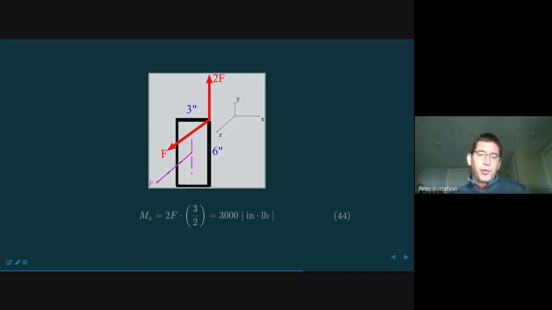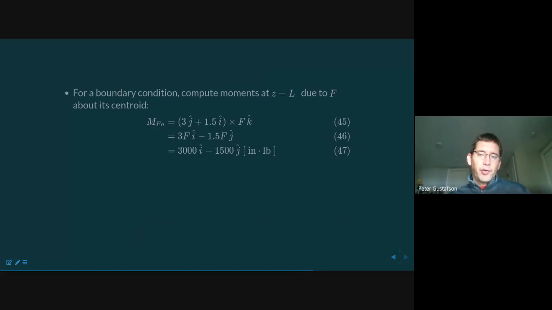I'm going to go through this fairly quickly, but I wanted to show it to you. So, slow me down if you need to. This is available in the course pack if you'd like to make reference to that. So one of the boundary conditions we could compute would be to compute the moments at Z equal L due to F about its centroid.